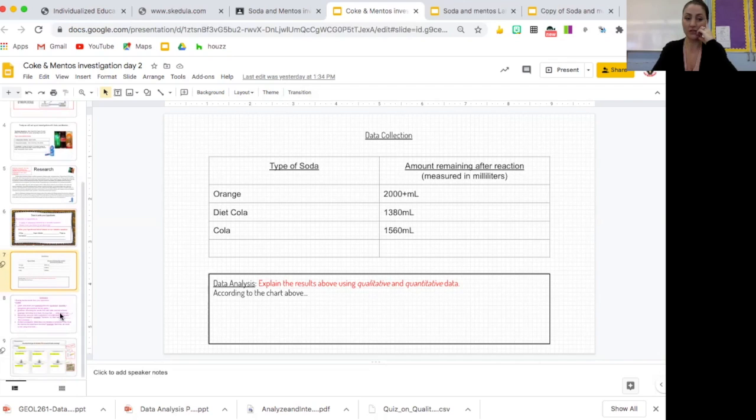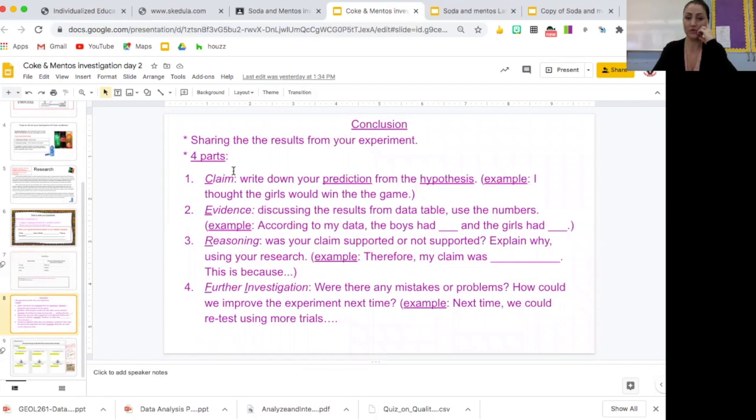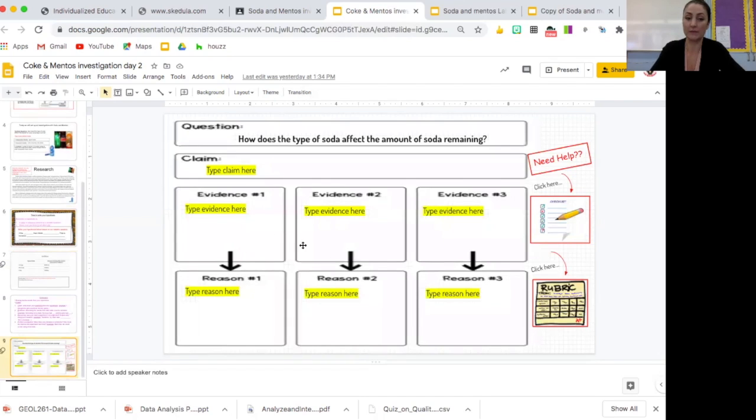This is where you really should be at today, slide 8, which is your conclusion. Your conclusion is the claim, evidence, reasoning, the CER that we went over in class, okay? So this is just some prompts and some guiding questions and statements for you to follow. On slide 9, so this is what we want to be completed, okay? So we gave you the question, how does the type of soda affect the amount of soda remaining?